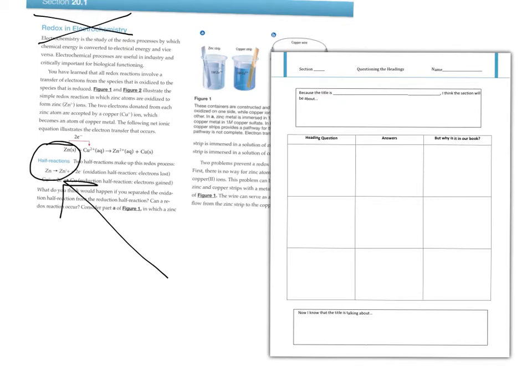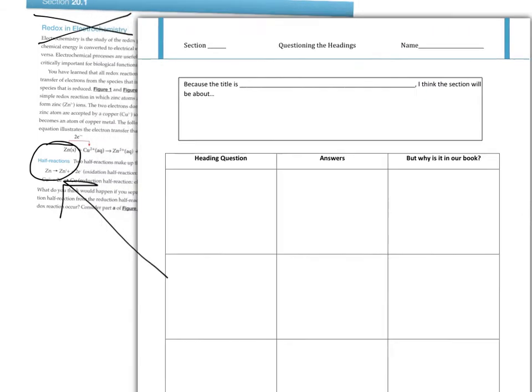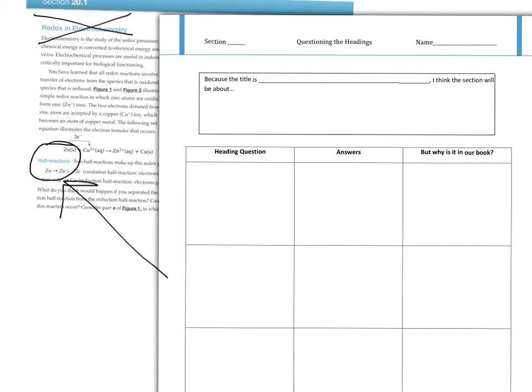All right, so what I'm going to do then is on my form, under heading question, I'm going to take that heading, which in this case is half reactions, and I'm going to turn it into a question. And there's no right or wrong answer for what goes in this box. You just take that and make it into any question you want. So I'm going to say, what is a half reaction? Okay, so that's my question.